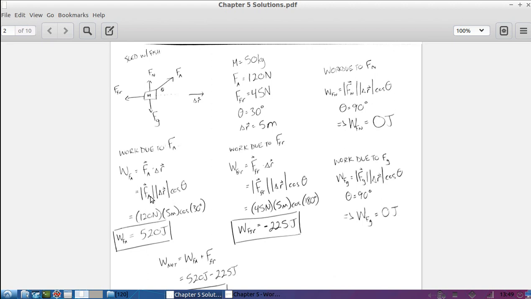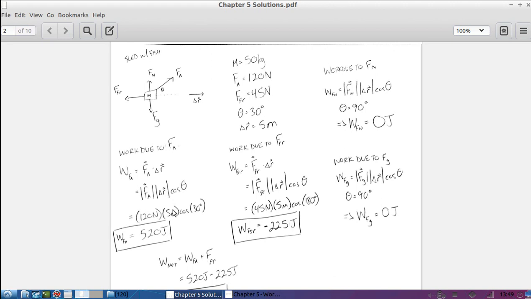The magnitude of the applied force, 120 newtons. Notice I'm not splitting it up into X and Y components. I'm just taking the magnitude here. 120 newton magnitude of the applied force, 5 meters is the displacement. The angle between the displacement vector and the applied force vector is 30 degrees. All right. Put that in my calculator, I get 520 joules of work.